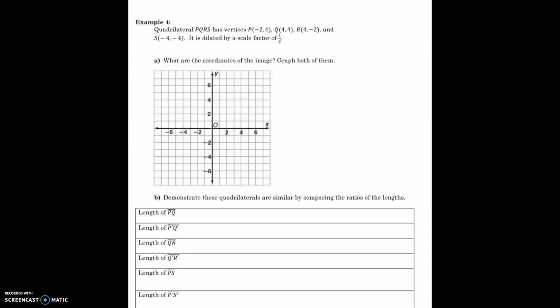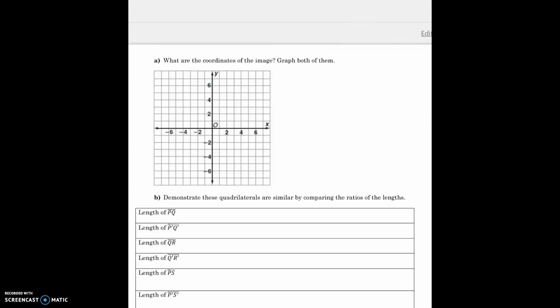For example 4, we have quadrilateral PQRS with vertices P (-2, 4), Q (4, 4), R (4, -2), and S (-4, -4). It is dilated by a scale factor of 1/2. A, what are the coordinates of the image? Graph both of them. Here we are going to first graph the coordinates of the pre-image.